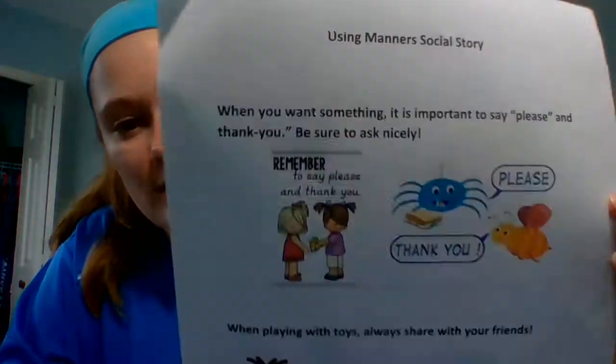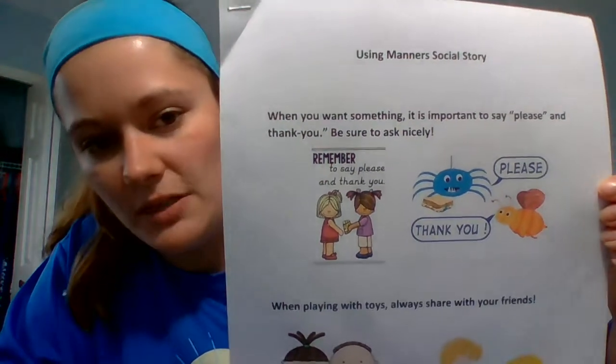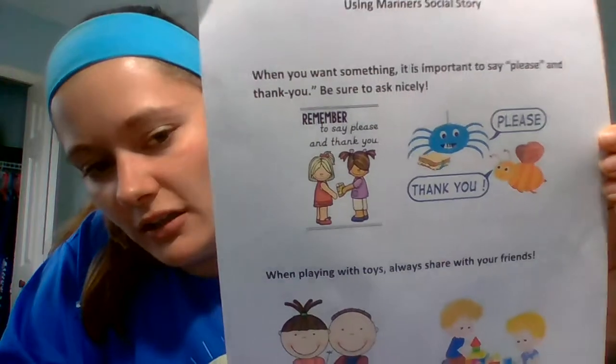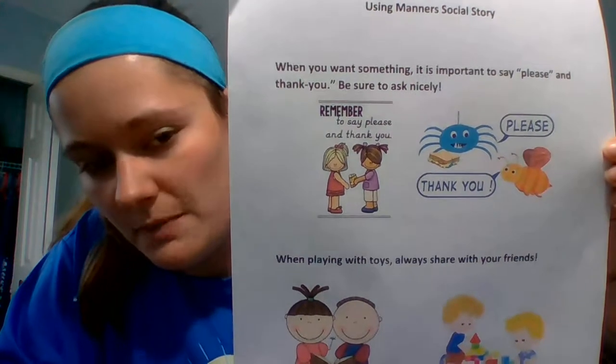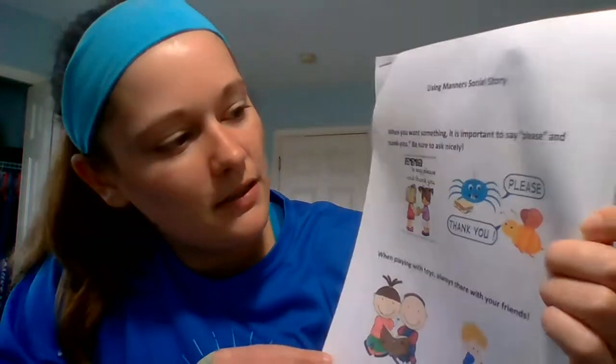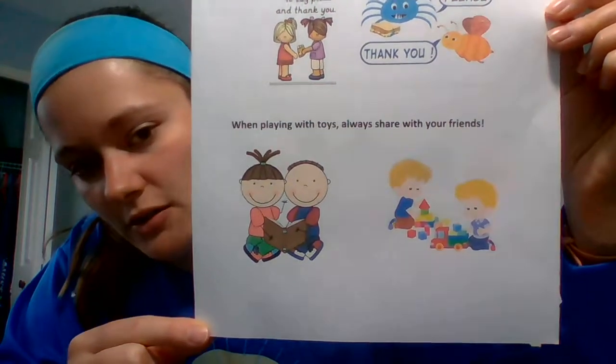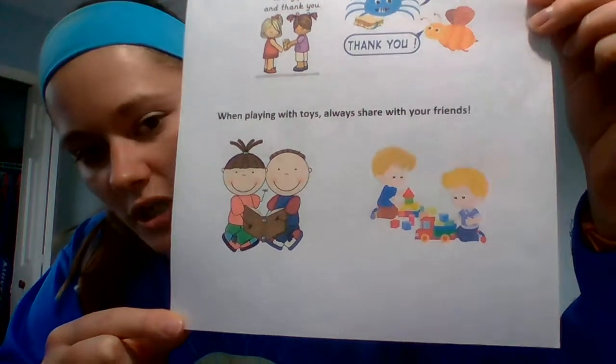First up, when you want something, it's important to say please and thank you, and be sure to ask nicely. So again, I have dialogue between 2 animals, 2 people saying please and thank you. Next up I have sharing toys with your friends. In both the images, I have 2 friends sharing a book or the toys. It's important for the young child to know to share their toys and be kind to each other.